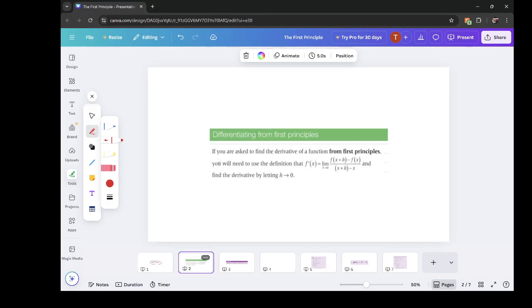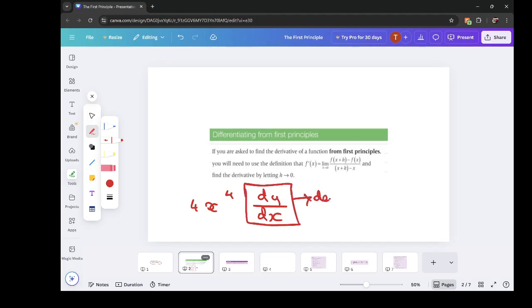So if you're asked to find the derivative of a function from first principle, there are two ways to do differentiation. There's the classic one, where you have something like x to the power of 4, and they ask you to find dy over dx. This here means derivative. Yes, this is what they mean by derivative.